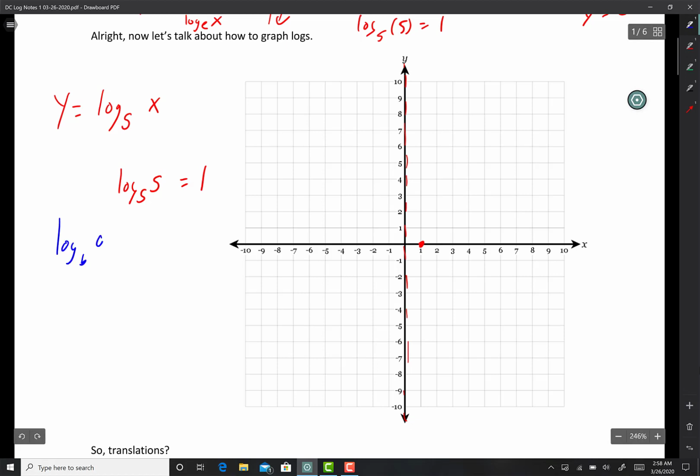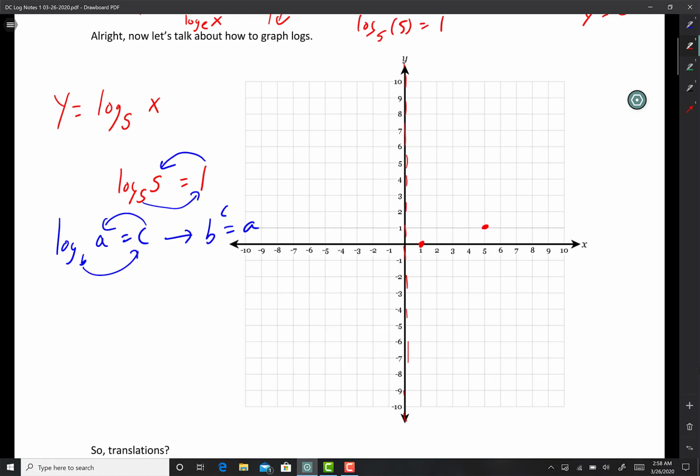Log base b of a equals c. So remember that b to the power c equals a. See? So 5 to what power will give you 5? Well, 5 to the power 1. So if I say log base 5 of x, I know I have another point at 5, 1. And since I have a vertical asymptote at x equals 0, it will look something like this.